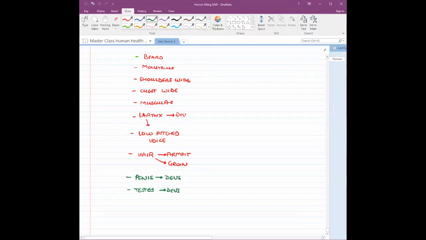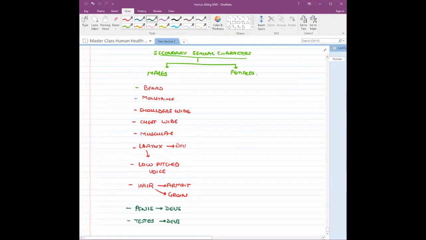Along with that, we are going to have all the accessory glands, the prostate gland, the Cowper's gland, the bulbourethral gland. Everything is going to develop over there. The epididymis, everything is going to develop here. That is what we need to know with regards to secondary sexual characters in males.